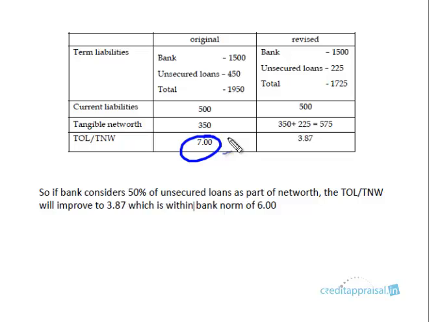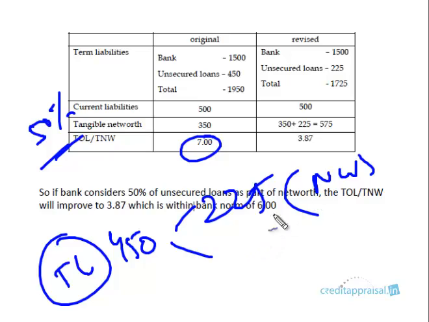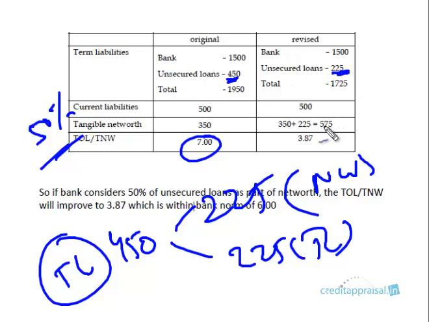But now if the bank is allowing 50% of the unsecured loans to be taken as part of net worth, so 450 lakhs is the total unsecured loans. Now the bank is saying we'll take 225 lakhs as part of net worth. Instead of taking 450 entirely as term liabilities, we'll take 225 as part of net worth, and the remaining 225 only we are going to consider as term liabilities. Then the reworking will be like this. So instead of 450 lakhs unsecured loans, we'll show only 225, and in net worth we'll add back the 225.